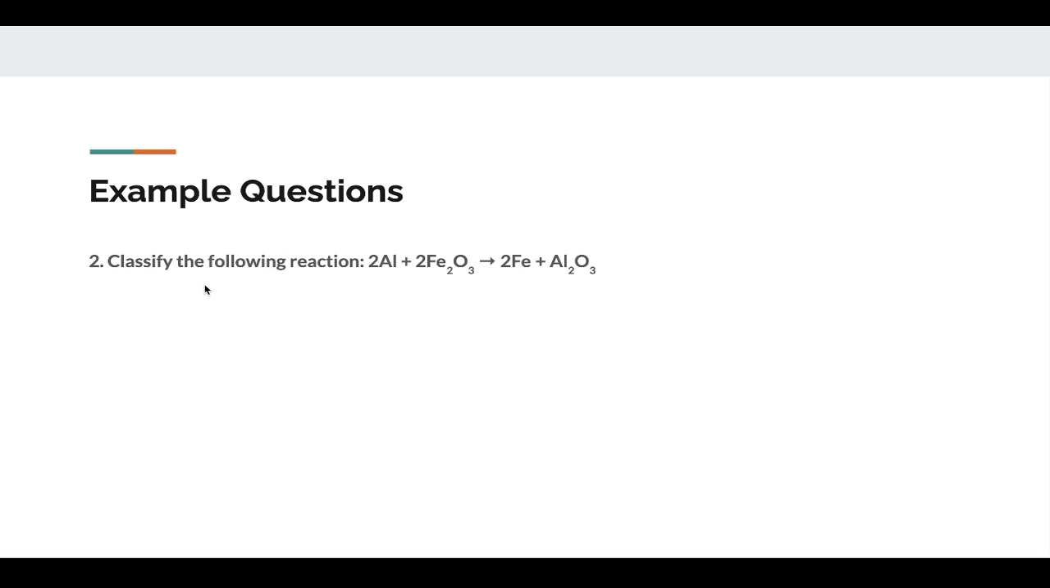Okay, let's go on to the next one. We have 2Al, which is aluminum, plus 2Fe2O3, so iron(III) oxide. We can see that it yields 2 iron plus aluminum oxide as well. So what do you guys think this one would be? This one would be single replacement, because it is element A plus element BC, which yields element AC plus B. You can see how the aluminum kicks out the iron, and now attaches with the oxygen.